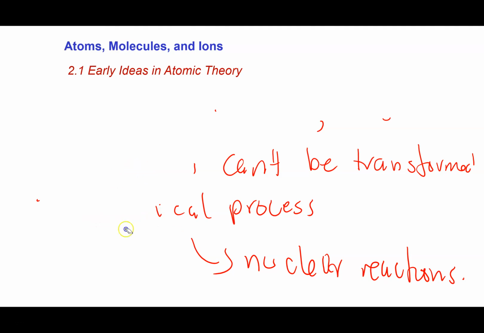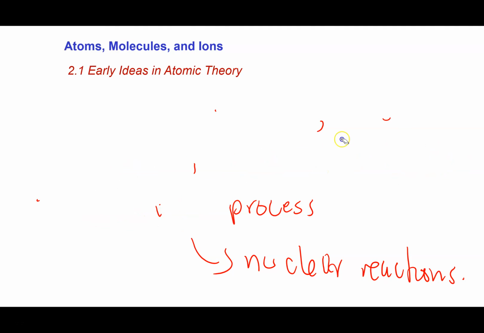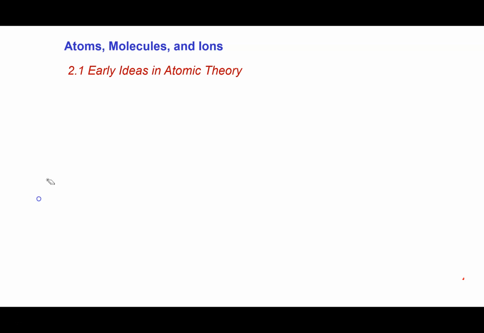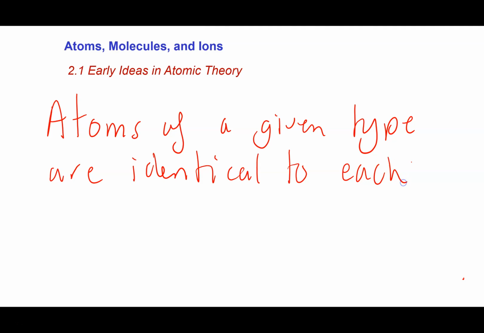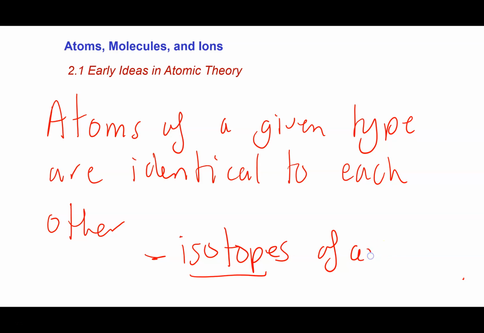The other thing that we'll recognize when we begin to talk about isotopes is that Dalton said that atoms of a particular type are identical to each other. So his other postulate was atoms of a given type are identical to each other. And this doesn't take into account the possibility of what we now describe as isotopes of an element. So Dalton's theory has been modified to include the possibility of isotopes. We'll talk about that in a little while.